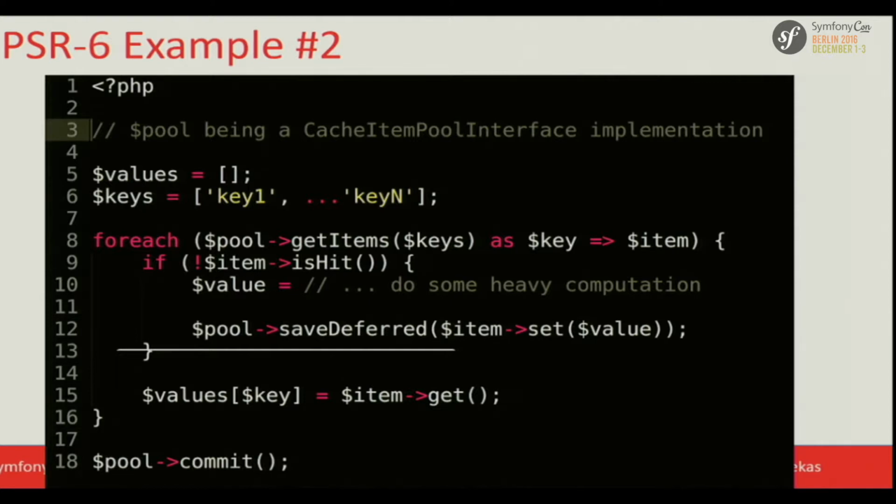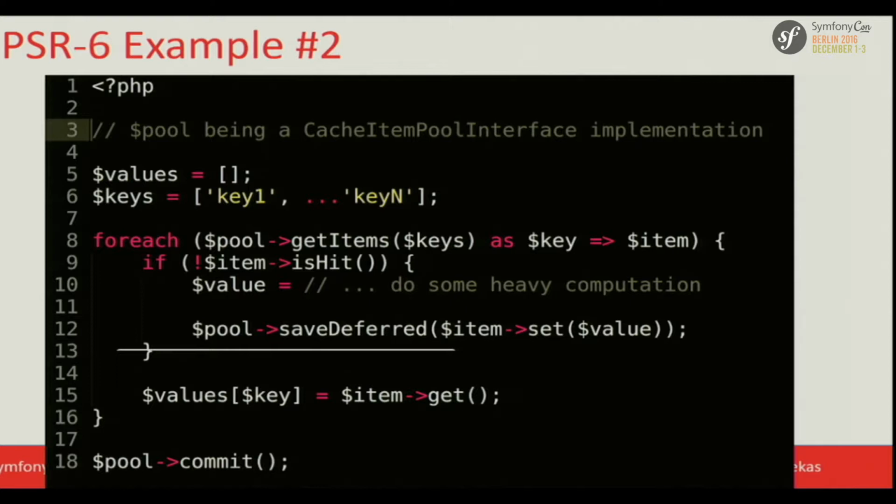Committing. So let's say you want a bunch of values, so we have a list of keys, we ask the pool for all the keys, so we call get items, we get an array or some iterator, and then we loop on that, so we have the key and we have the item. The item is the item object from PSR6, and we have the same logic there, saying, is this item coming from the cache? Yes or no? If no, let's compute it.